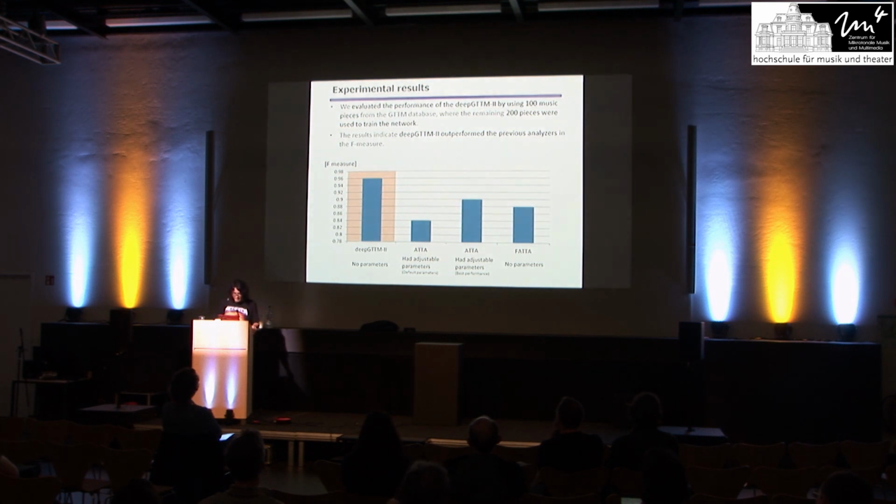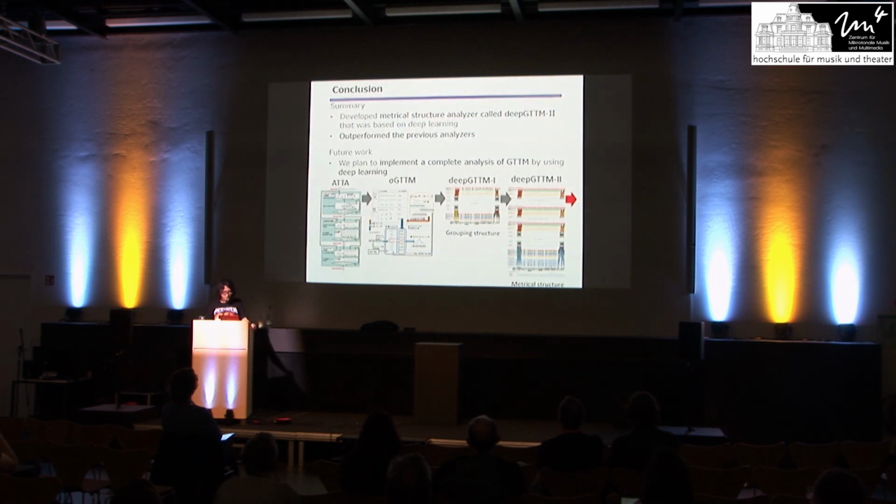Here's the experimental result. We evaluated the performance of the DeepGTTM-II by using 100 music pieces from the GTTM database, where the remaining 200 pieces were used to train the network. And the results indicate DeepGTTM-II outperformed the previous analysis in the F measure. Now here's the conclusion. We developed a metrical structure analyzer called DeepGTTM-II that was based on deep learning. The DeepGTTM-II outperformed the previous analysis.